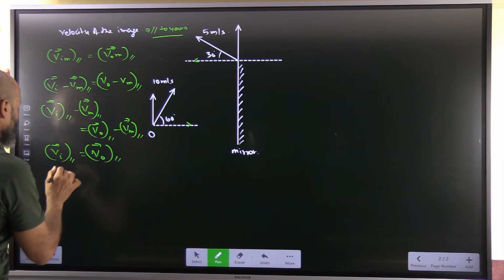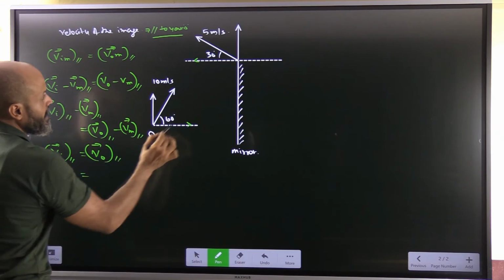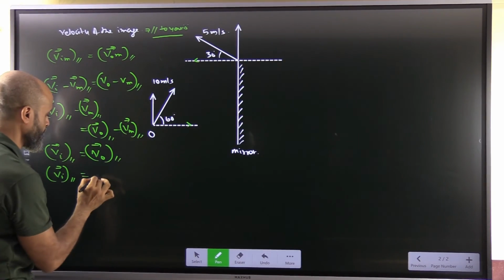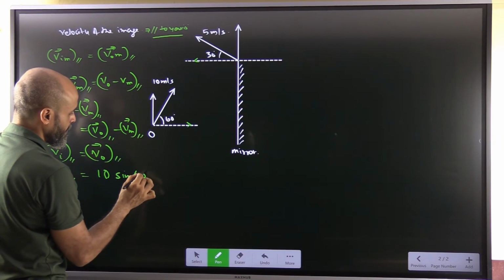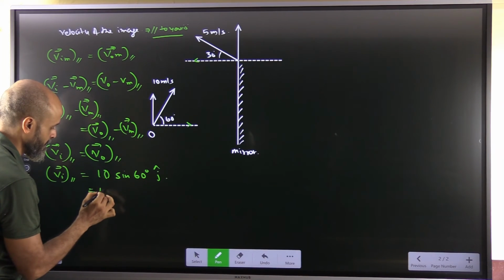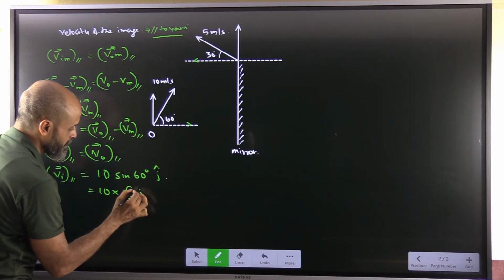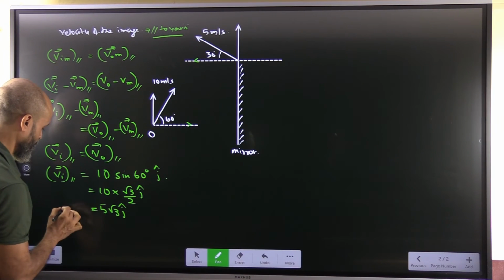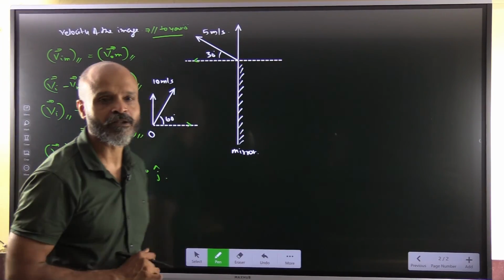Okay, so what is the velocity of the image then? Velocity of image along the parallel component, obviously we will have velocity of object. Now look at the velocity of object along the parallel component. It will be 10 sine 60, and since it is moving along the positive direction of x, so this will be j cap. That will be 10 into under root 3 by 2 j cap, that is 5 under root 3 j cap. So velocity of image along the parallel component will be 5 under root 3 j cap.